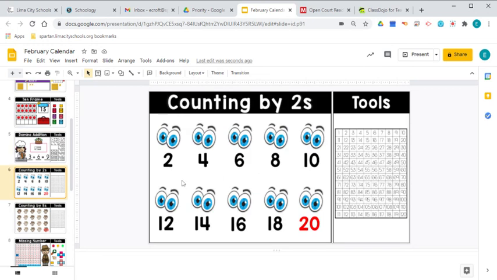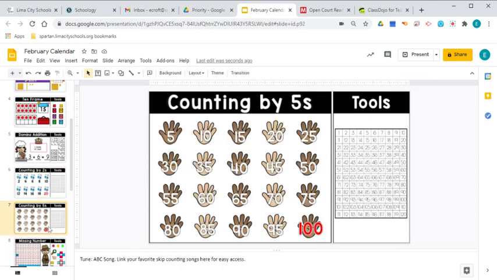Let's count by twos. 2, 4, 6, 8, 10, 12, 14, 16, 18, 20. And let's go ahead and count by fives. 5, 10, 15, 20, 25, 30, 35, 40, 45, 50, 55, 60, 65, 70, 75, 80, 85, 90, 95, 100.